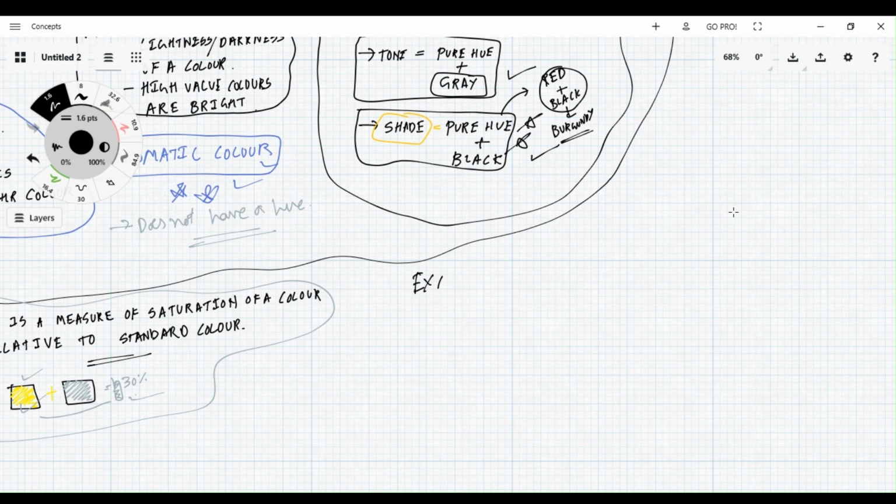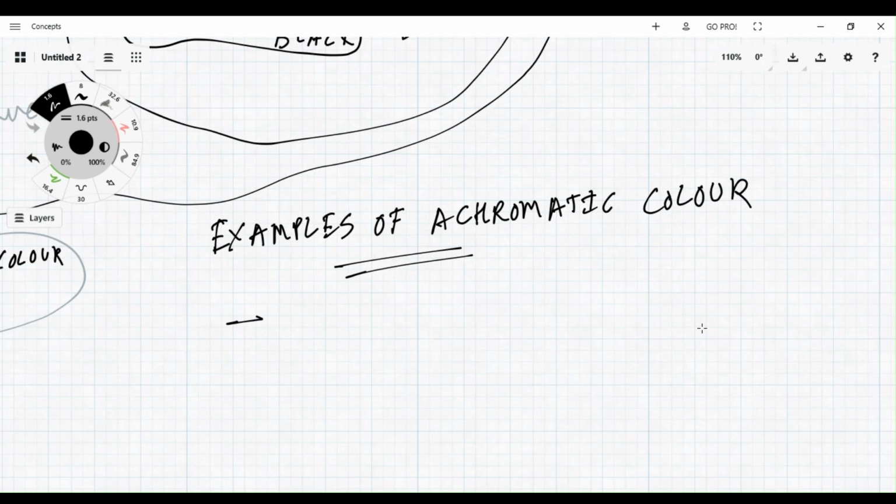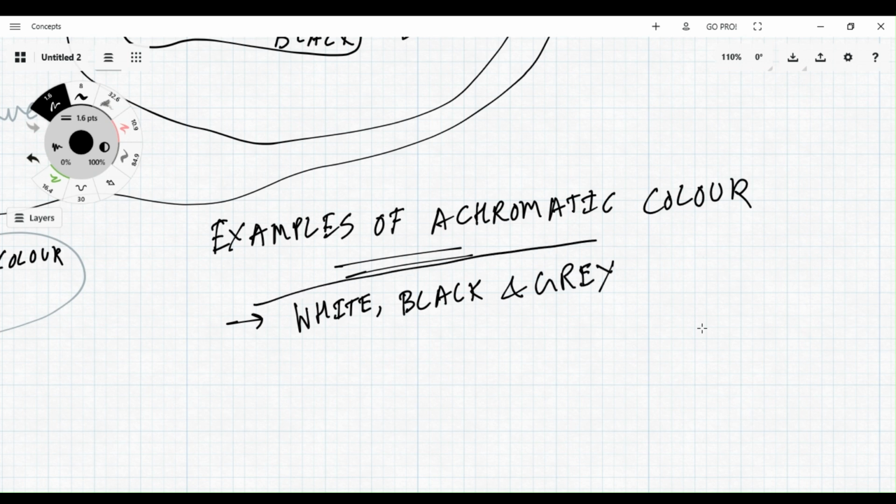Examples of achromatic color: white, black, and gray. But the definition, what is achromatic color? Achromatic color is nothing but a color without a hue. White doesn't have any hue. Black, these are neutral colors, right? White, black, and gray. So that's why it's called achromatic color, right?